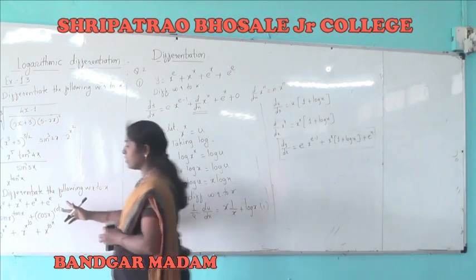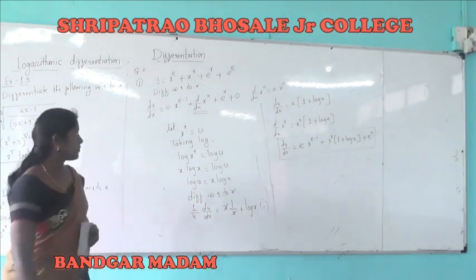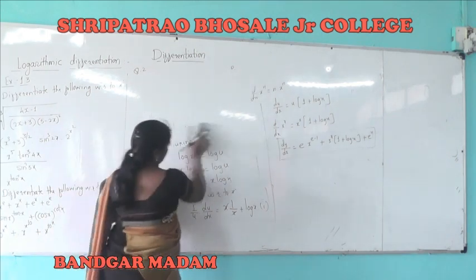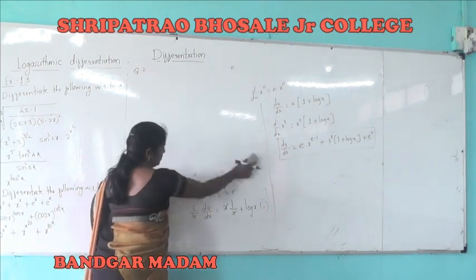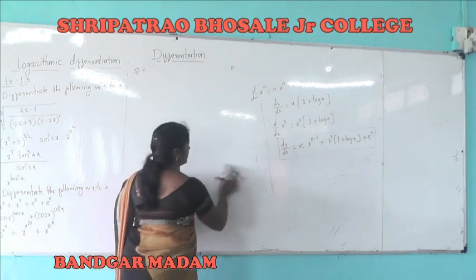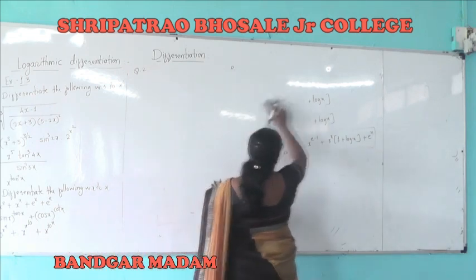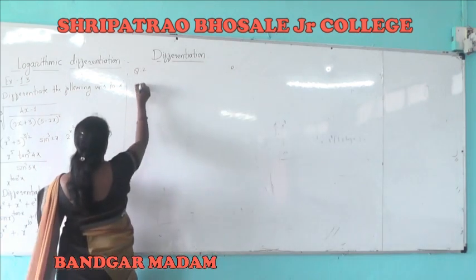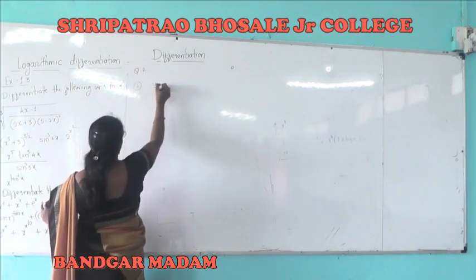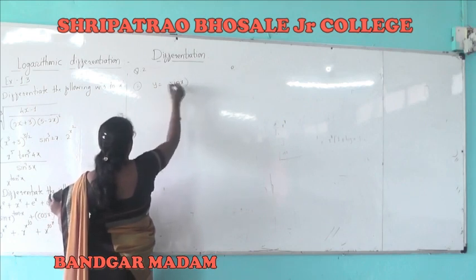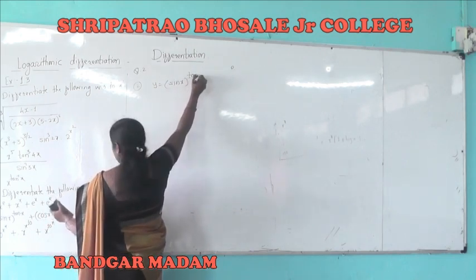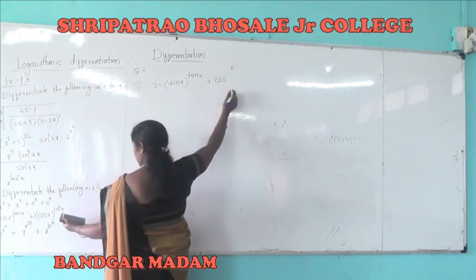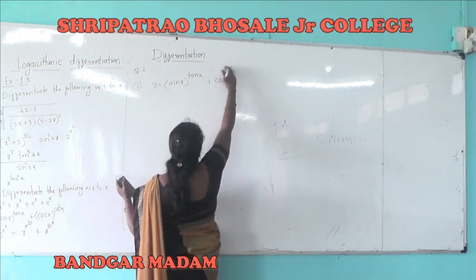Now we are going to solve the second example. The second example is y is equal to sin x raised to tan x plus cos x raised to cot x.